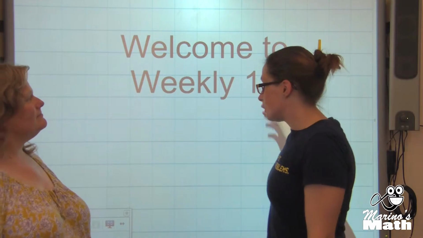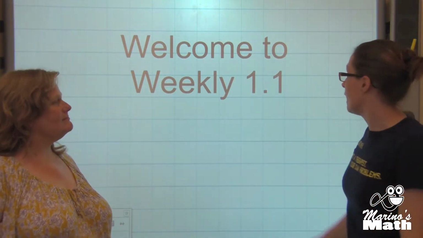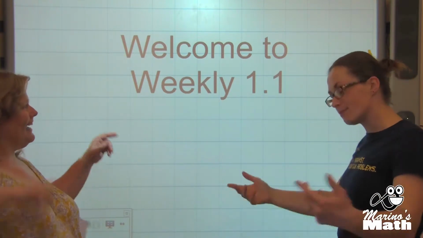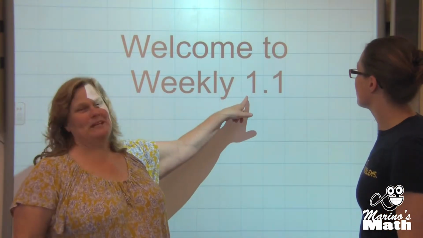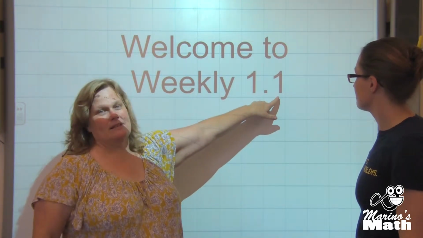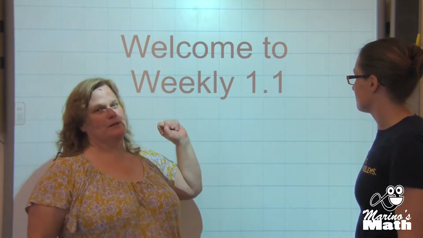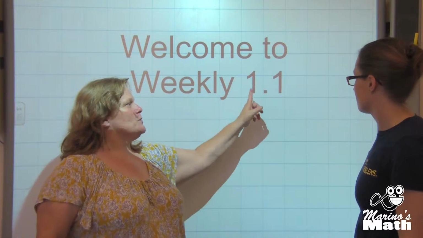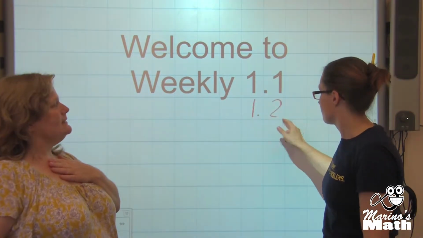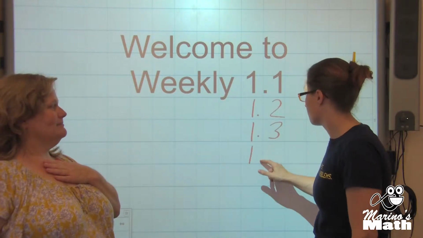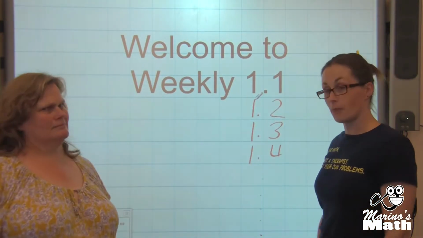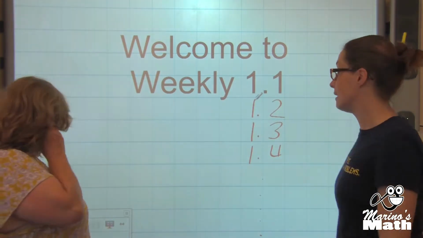Welcome to Weekly 1.1. And you're probably wondering what this 1.1 is for. This one means marking period number 1, and this one means week number 1 of marking period number 1. So the first week of school is 1.1, the next week will be 1.2, 1.3. It's a good system. And then when the second marking period starts, they'll all start with 2. All right. Everything good on that one?